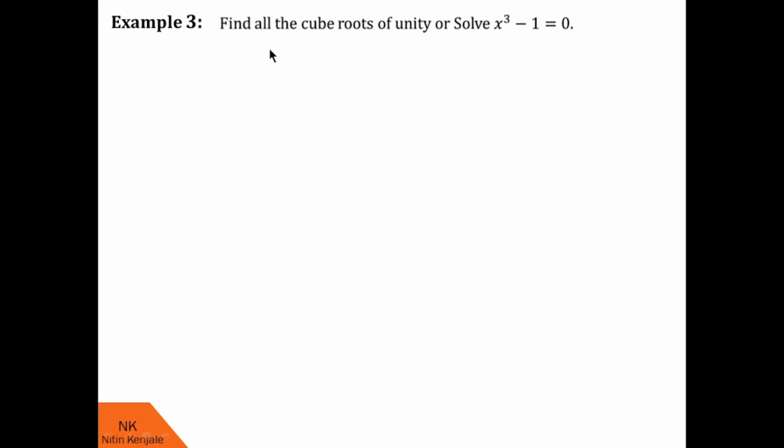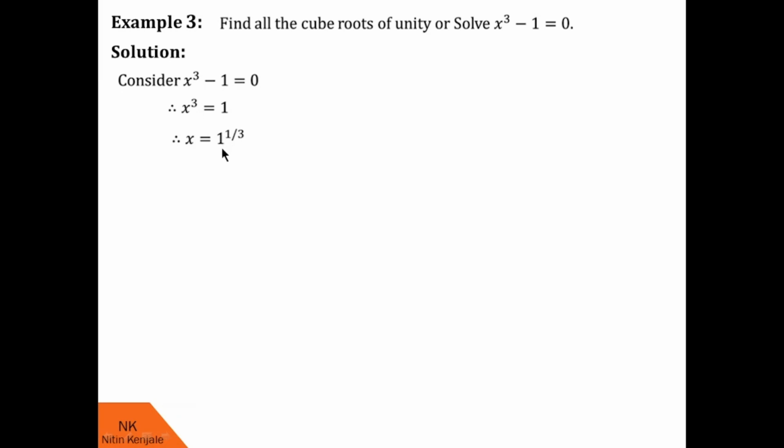Here we are asked to find all the cube roots of unity. Unity means 1. This same question can be asked like: solve the equation x cube minus 1 is equal to 0. So if we take this equation, x cube minus 1 is equal to 0, it can be written as x cube is equal to 1. Therefore, x is equal to the cube root of unity.